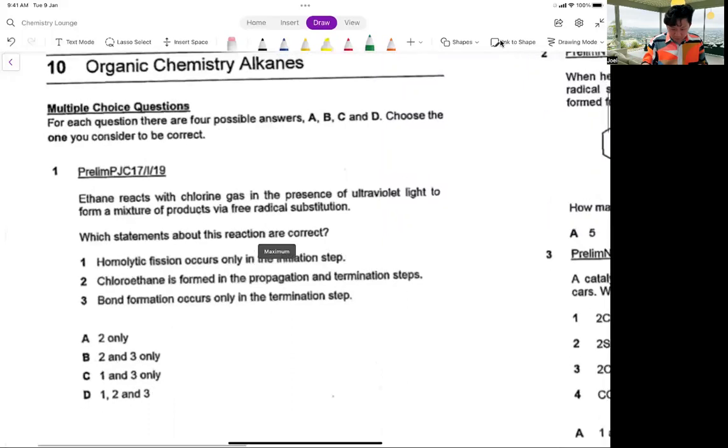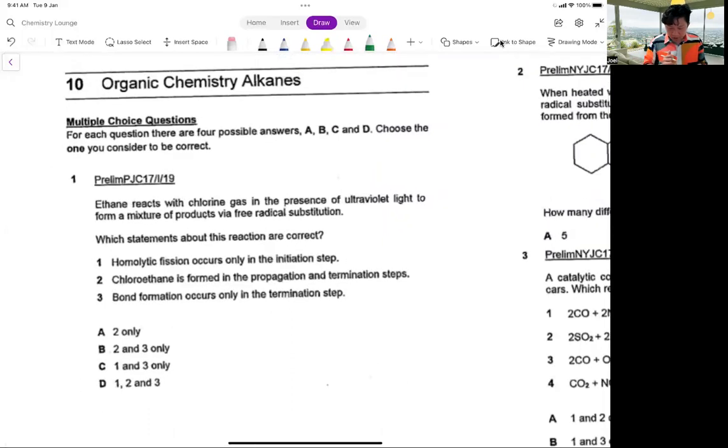So first of all, homolytic fission occurs only in the initiation step. Actually, because your school taught you the mechanism, the arrow. So this is true or false? False. Why false? It's homolytic fission occurs in initiation and propagation. Okay. Second one, chloroethane is formed in the propagation termination.